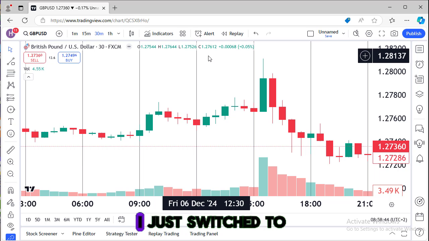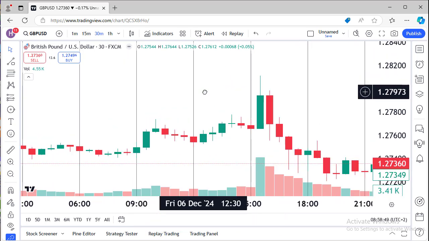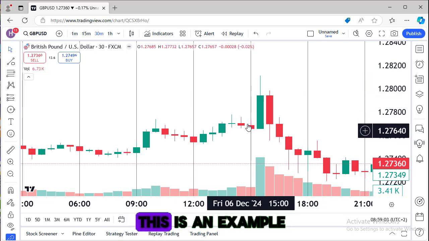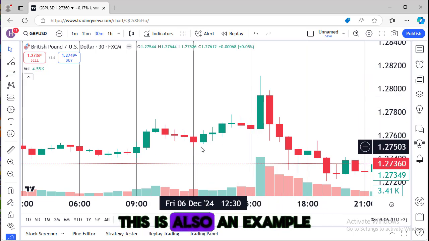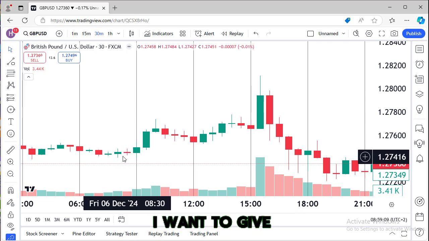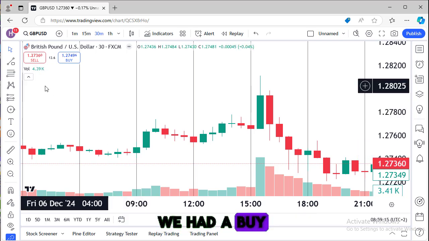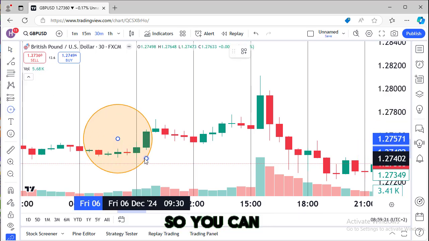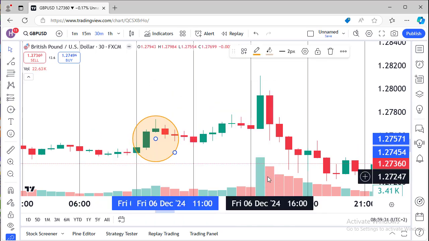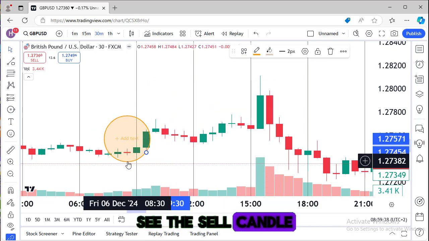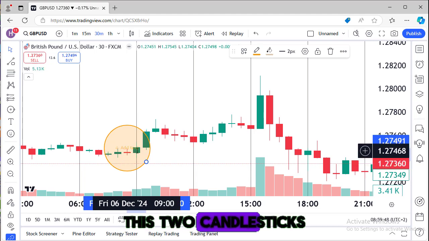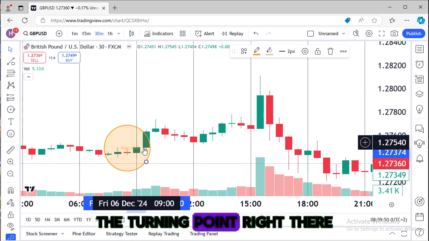Now, if you look at this chart, I just switched to 30 minutes, right? Remember, I already gave you examples of what turning points are. Two candlesticks side by side, change direction, whether it's up or down. So this is an example, just like I showed you. This is also an example. Now, this one is the one I want to give my attention to. If you notice, we had a sell candlestick here and we had a buy. That circle there, so you can see it very well. You can see the sell candle, you can see the buy candle, these two candlesticks. So that's a turning point right there, right?